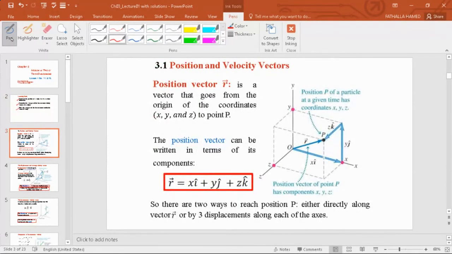We'll start with position and velocity vectors, and we'll start with a position vector, and we call it R vector here. Now, in chapter number 2, when we dealt with motion in 1 dimension, we looked at position because your position was along 1 dimension. But here, you can look at your position in 2 or 3 dimensions. And that's why we call it position vector.